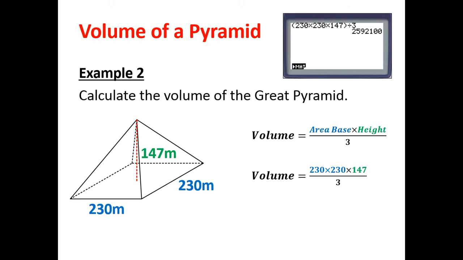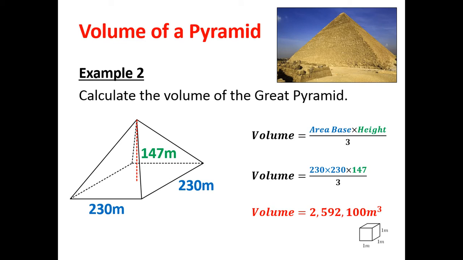So calculator, again, don't really need brackets, but I'm going to go bracket 230 times 230 times 147, close brackets, divided all by 3. And I'm going to get a volume of 2,592,100 meters cubed.